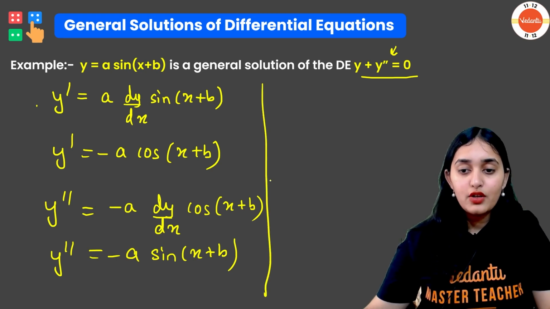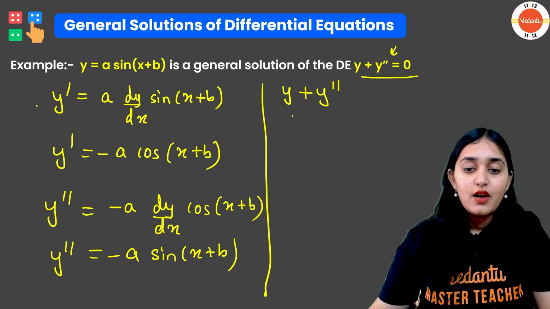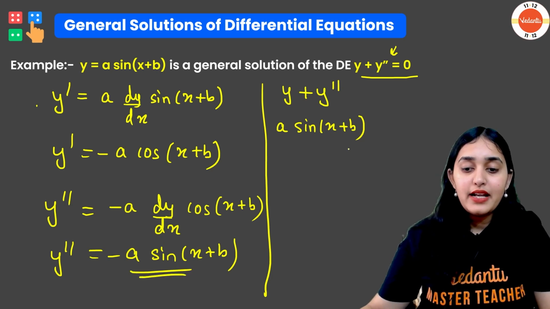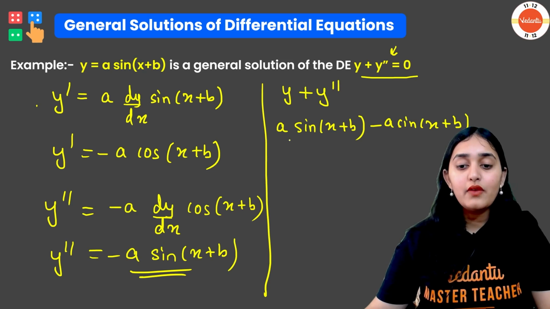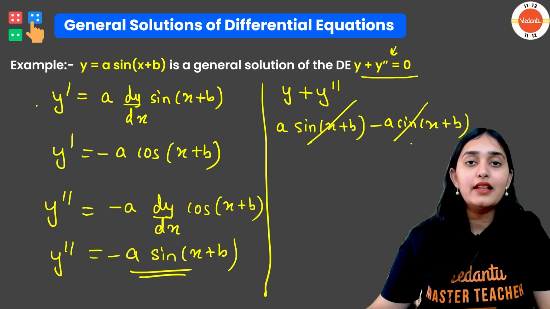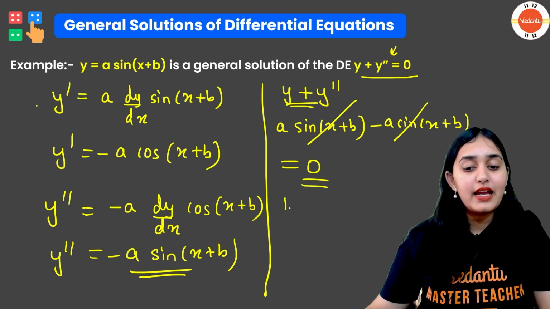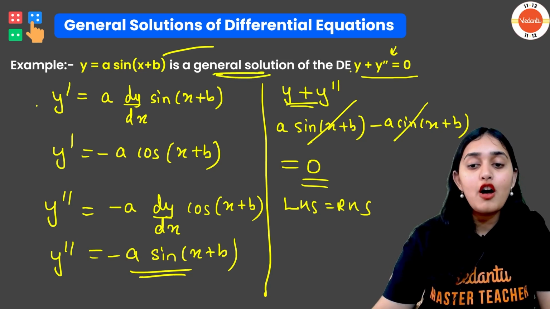Now, I want to prove what y plus y double dash is. Y is a sin x plus b. Y double dash is minus a sin x plus b. Now, we can clearly see this and this get cancelled. They are the same things. This is 0. So, the left hand side becomes equal to the right hand side. LHS becomes RHS. Therefore, this is a general solution of this differential equation.